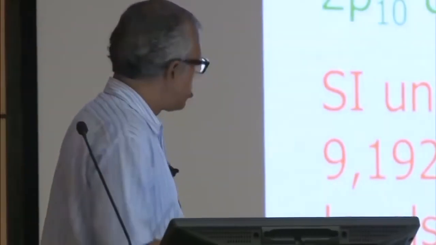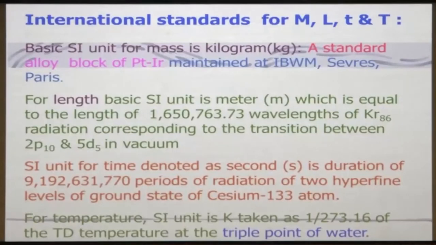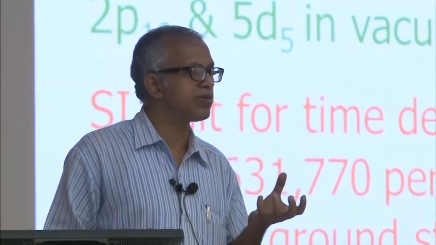Similarly, the SI unit for time, denoted as second, is the duration of 9,192,631,770 periods of radiation of the two hyperfine levels of the ground state of the cesium-133 atom. I am not expecting you to remember this, but you should be aware of its preciseness, because this is the baseline.